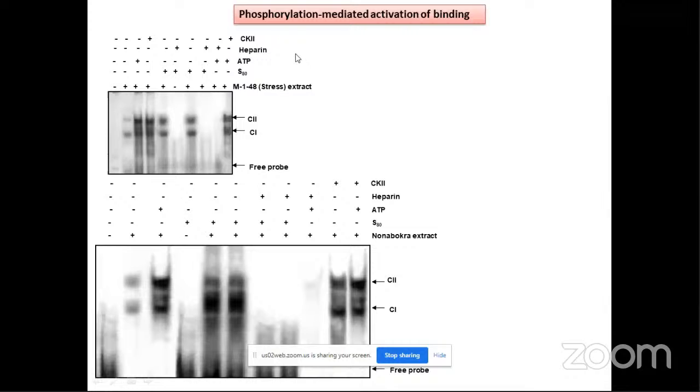And when we apply the SAT fraction, which is nothing but a cytosolic extract presumed to contain the kinases, to the gel shift assay, or the electrophoretic mobility shift assay, you see that there is an induction of binding. So all these observations led to the conclusion that this binding is facilitated, or further intensified, by a phosphorylation mechanism.